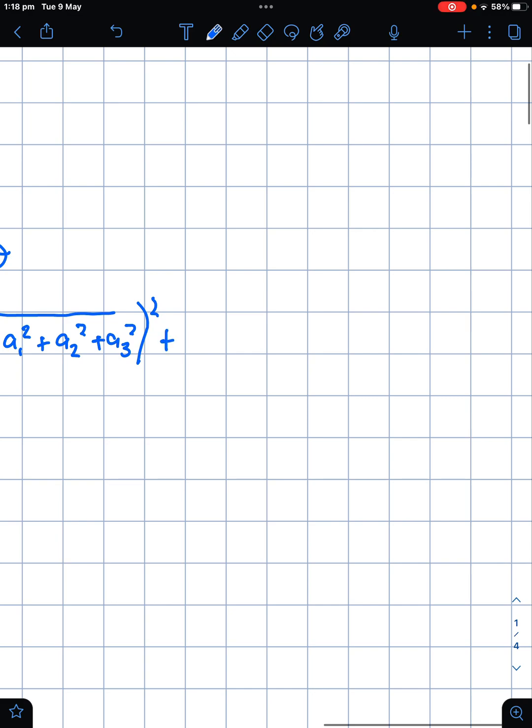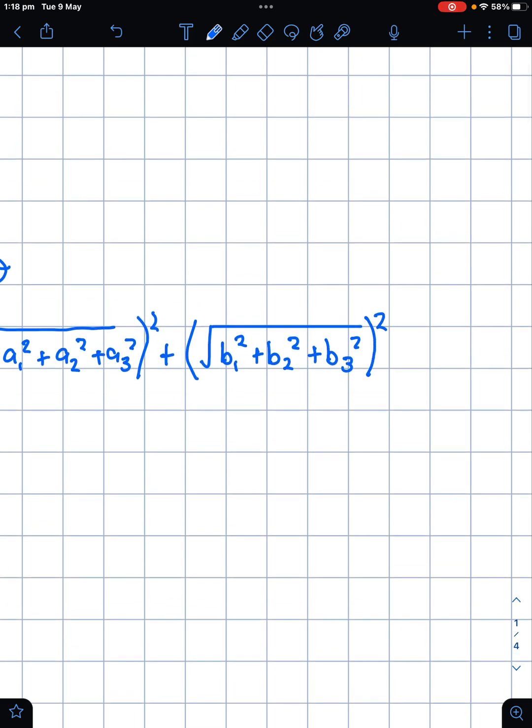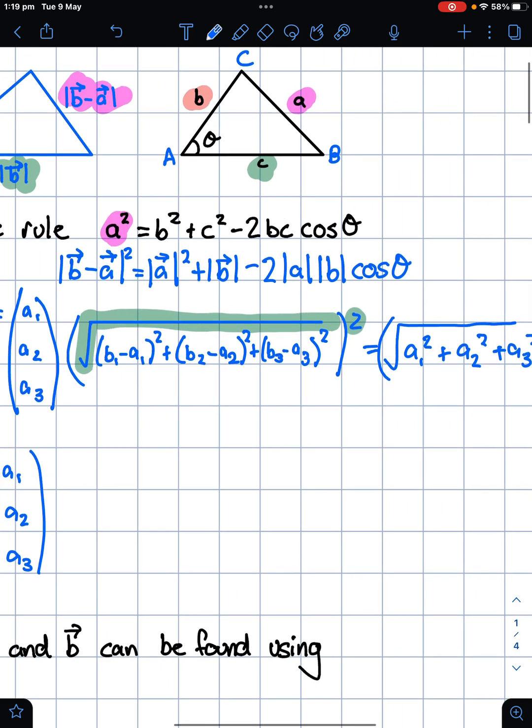And then plus the square root of b1 squared plus b2 squared plus b3 squared. Okay, and then our final term left is going to be minus 2ab cosine theta. Oh, we did run out of room.